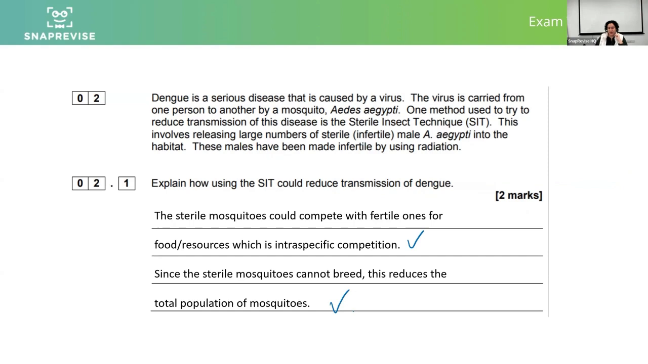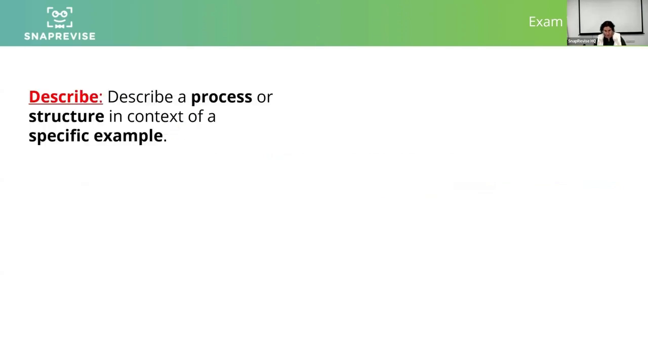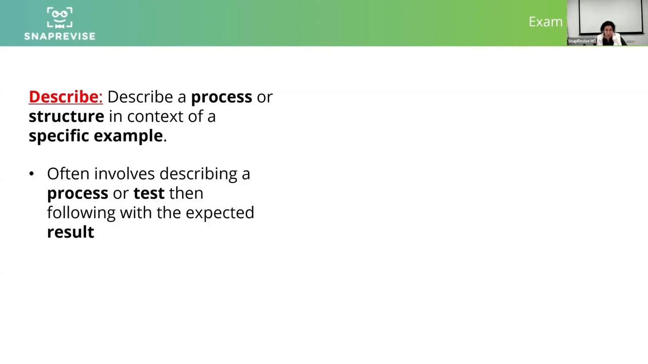It's just that this is a classic thing, like observation, explanation. My observation here is that the mosquitoes are reduced. What about describe questions? So to describe a process or a structure in context of a specific example. No explanation needed here, only describing in as much detail as you possibly can. And it can often be used for questions with experimental procedures. And it can be phrased as describe or sometimes outlined.